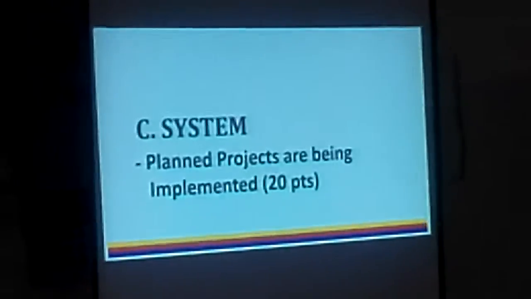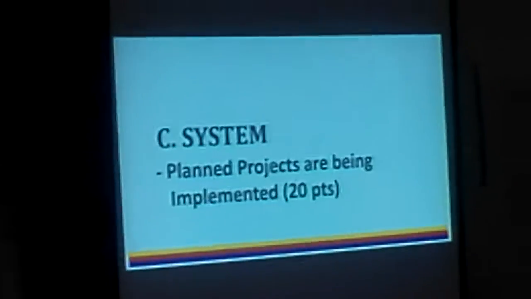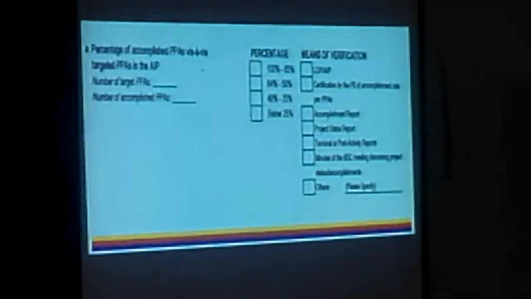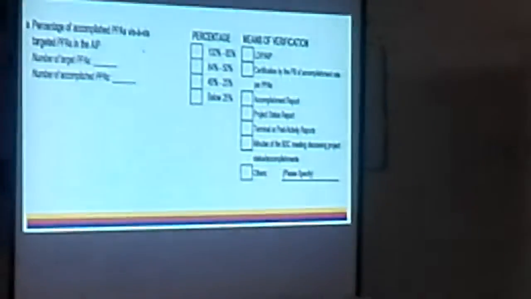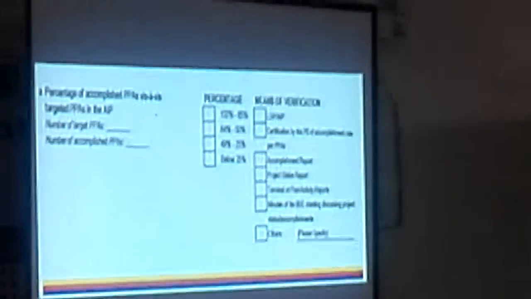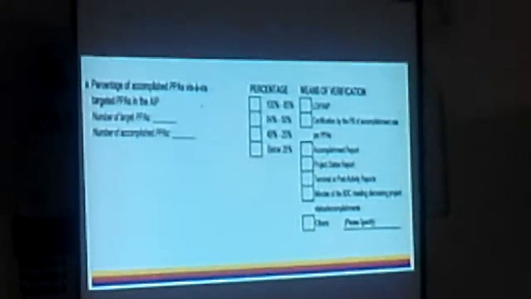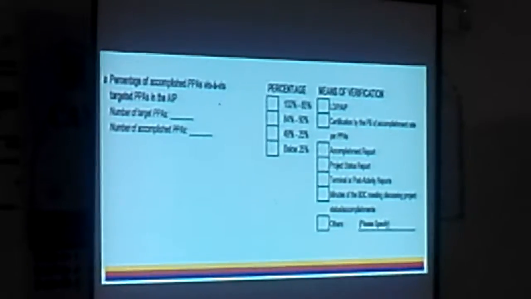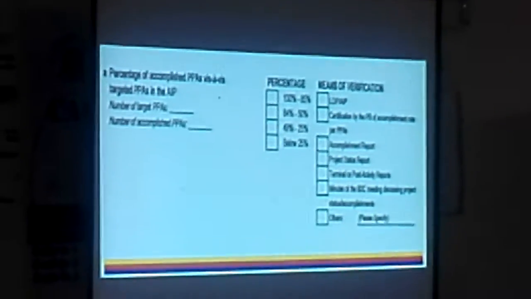Last, sub-component po ng system, plans projects are being implemented. Ito po yung accomplishment na po ng plans. So, percentage of accomplished PPA versus target PPAs in the AIP. Ito po, sir, yung nabanggit ko kanina. So, kailangan po talaga yung 2018 to 2020 or 2017 to 2020 na planning ninyo.